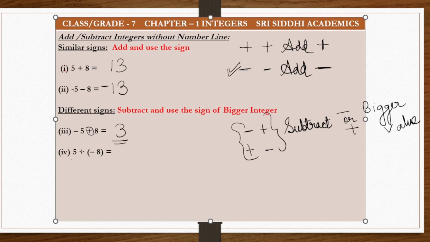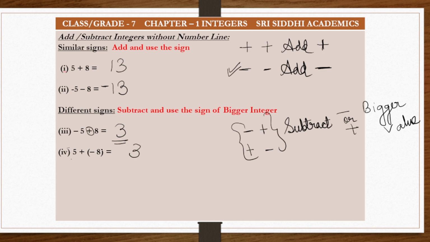Now there is a plus sign outside. This stands for addition. Minus sign here inside stands for negative integer minus 8. So two different integers. Positive integer 5, negative integer minus 8. So definitely we will do subtraction. So again answer will be 3. But now what will be the sign for this 3? See, minus 8 is a bigger value.